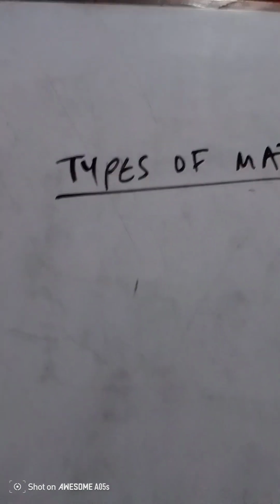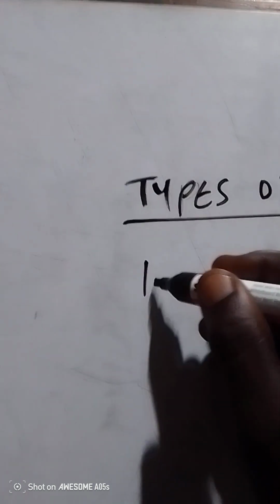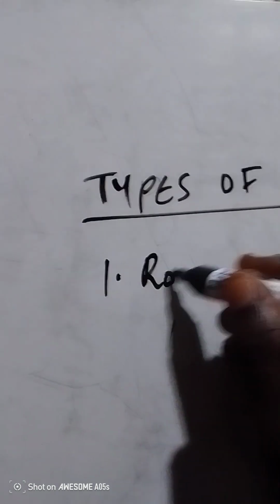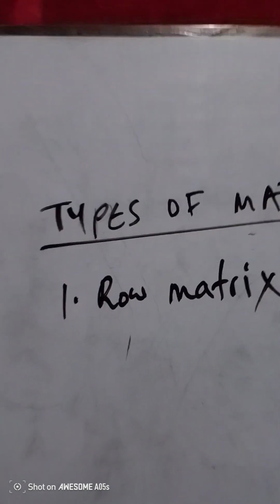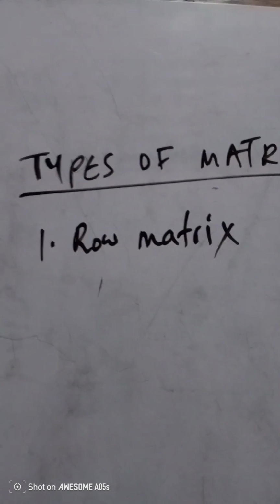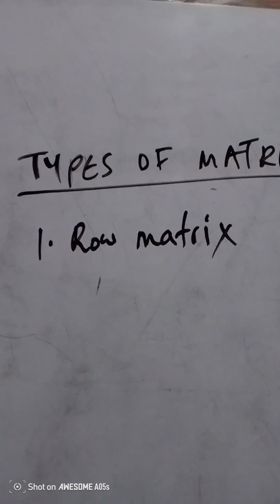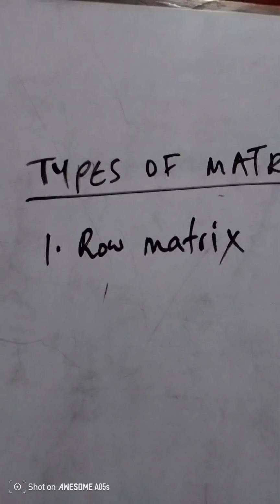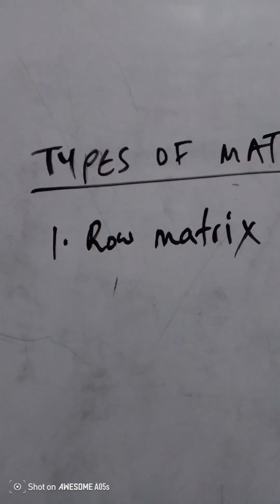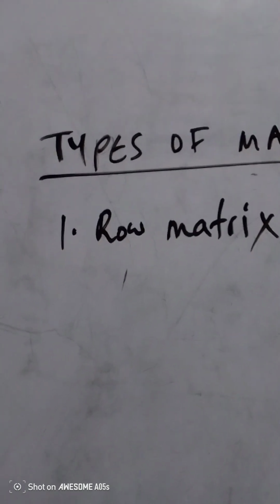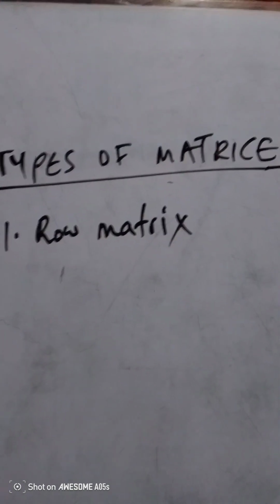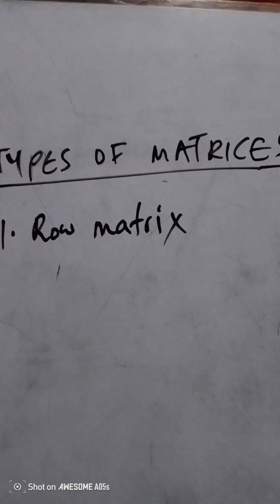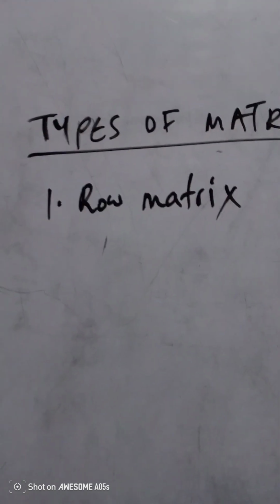So to start with, we can look at what we call a row matrix. Number 1, row matrix. A row matrix is any matrix which possesses one row and some particular number of columns. As long as the row is 1, the number of columns do not matter, then that one is going to be called a row matrix.